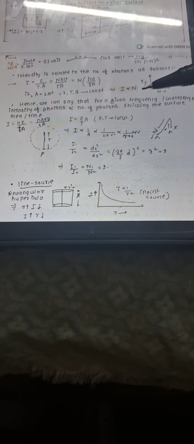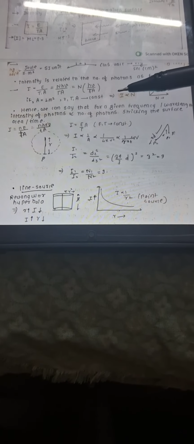So we can say that the graph between intensity and number of photons will be a straight line, obviously for a corresponding constant frequency. Hence we can say that for a given frequency, intensity is proportional to the number of photons striking the surface per unit area per unit time. Now there are different cases.